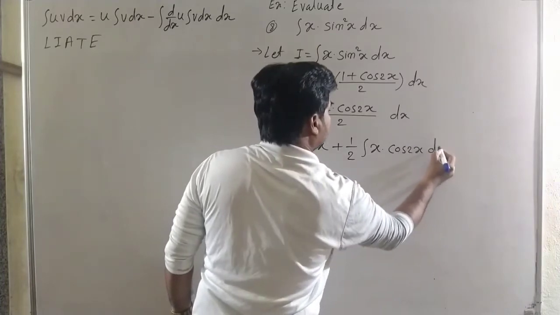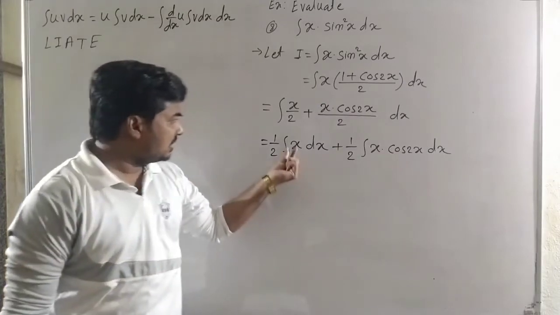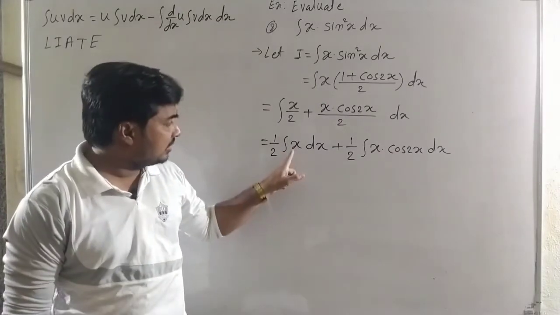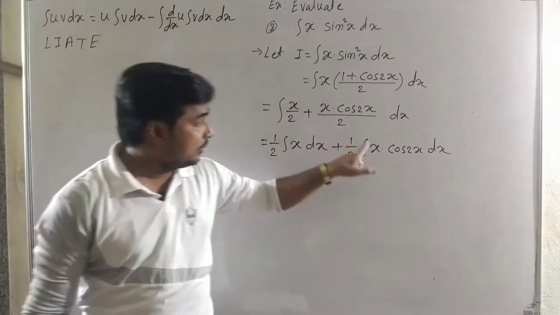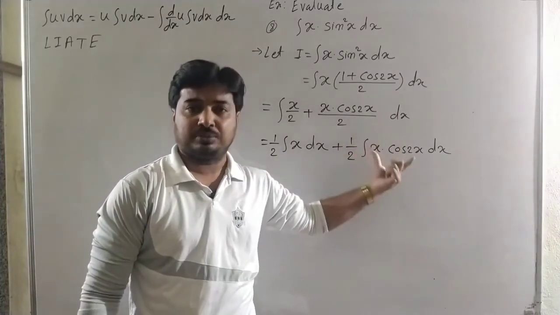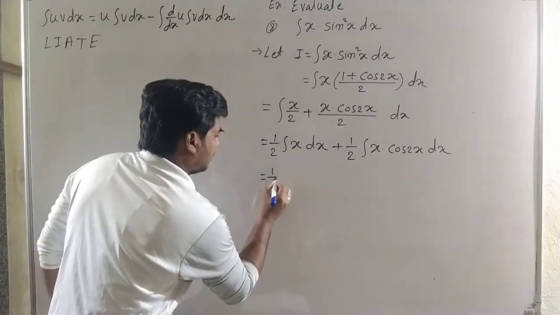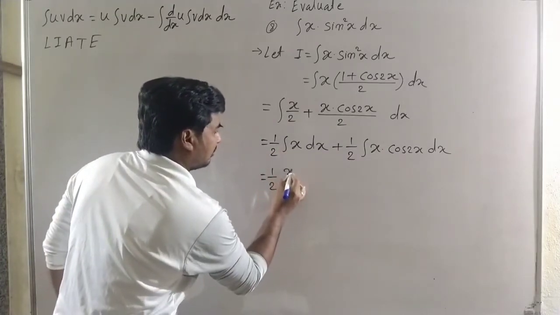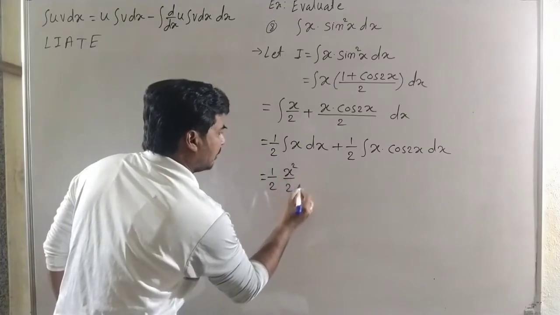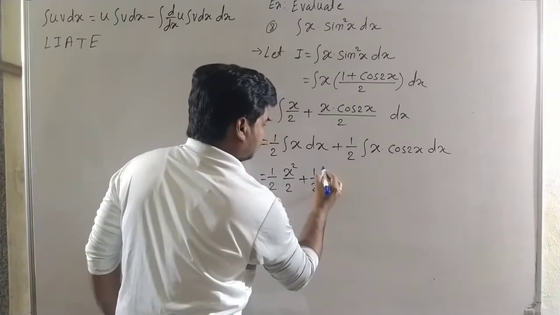cos 2x dx. Now there are two integrals. This is a standard form, we get the integral of x as x square by 2, and now here x into cos 2x, that means here we use u into v. Then integral of x, see carefully, it is 1 by 2 as it is, integral of x is x square by 2, plus 1 by 2 into integral of this term.